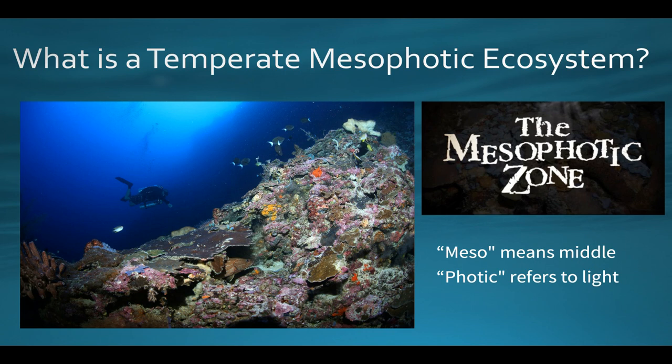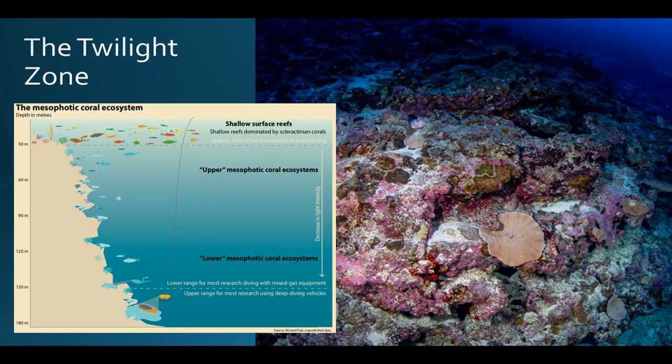Temperate mesophotic ecosystems, also known as TMEs, are the area between the shallow and deeper end of the ocean and are found in places such as Europe, Canada, and Australia. This zone ranges from about 30 to 150 meters and mostly houses coral, sponges, and algae. This area is also called the twilight zone due to its very little light entry.